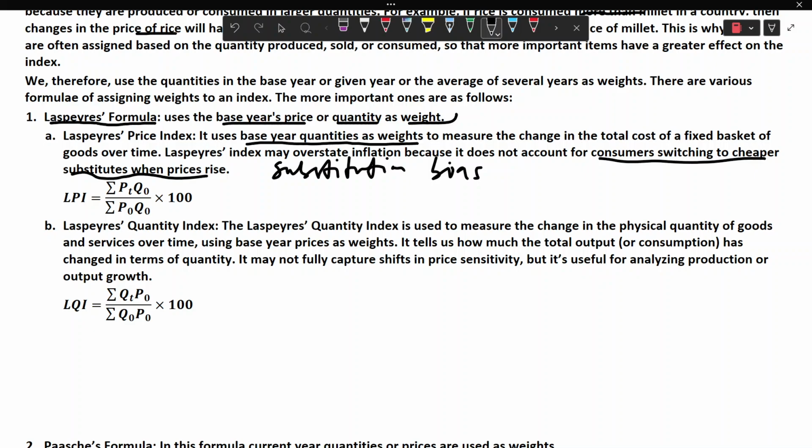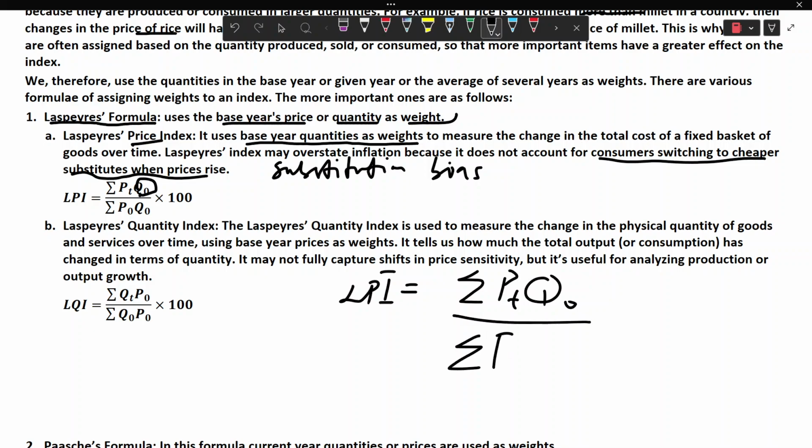So it uses the base year price or quantity, and here we are looking at price. So the quantity is going to remain fixed, which will also serve as the weight. So the Laspeyres price index is given by sigma of current year prices times base year quantities divided by summation of base year prices and base year quantities times 100.